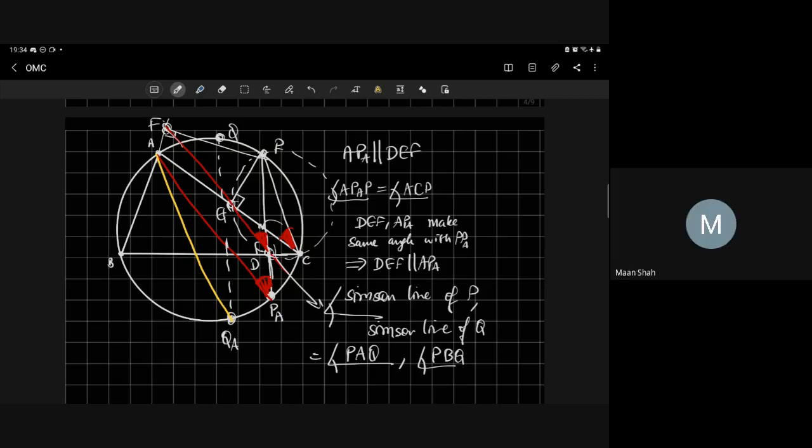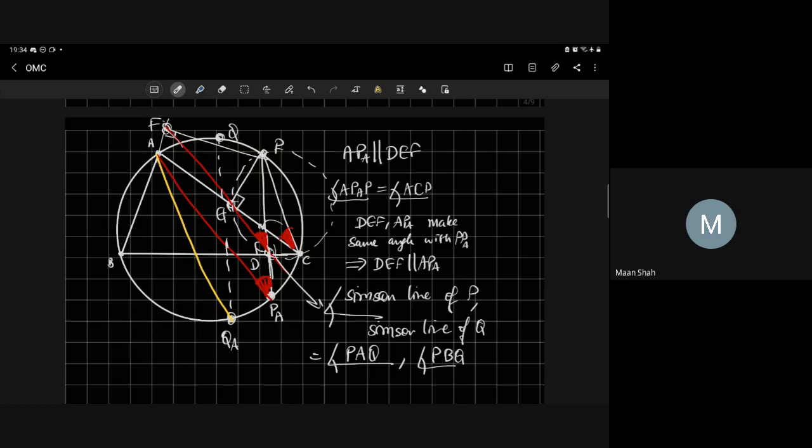Can you please repeat? Yeah, so we just saw that the red line is parallel to the Simpson line of P, right? And now if you take a point Q and you define QA similar to the way you define PA, then the yellow line is parallel to the Simpson line of Q, correct? So that means the angle between the Simpson line of P and Q is the same as the angle between the yellow and the red line, correct?